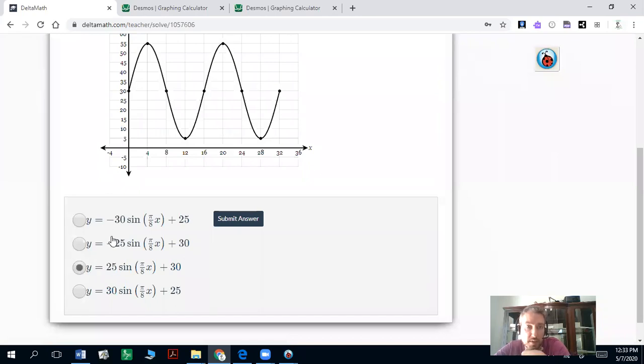Now notice that some of these have negatives out front. So if it were going down first, then it would be a negative.